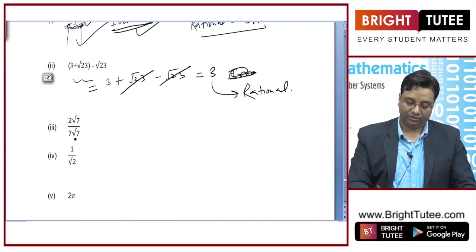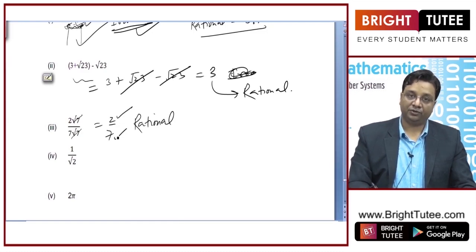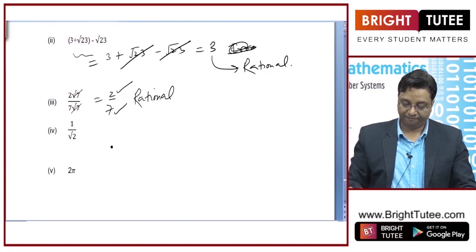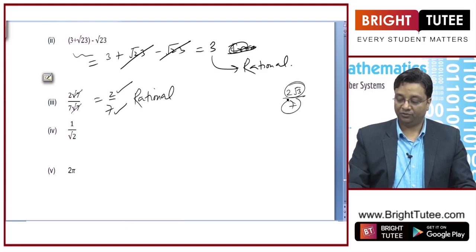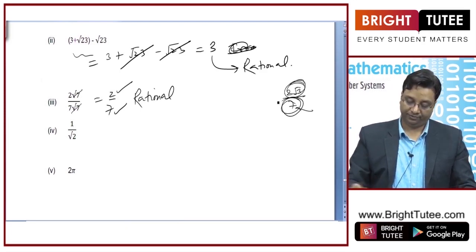In this question also, irrational part can be cancelled. So this number is 2 by 7, hence rational. It is in p by q form, q is non-zero, and p and q are integers. Otherwise some of the students may argue with this also, 2 root 3 by 7, that it is p by q form and q is non-zero, hence this is also rational. No, p and q should be integers, and q should be non-zero.